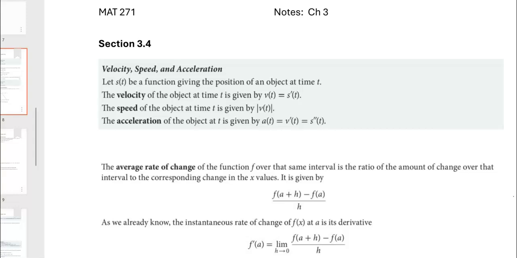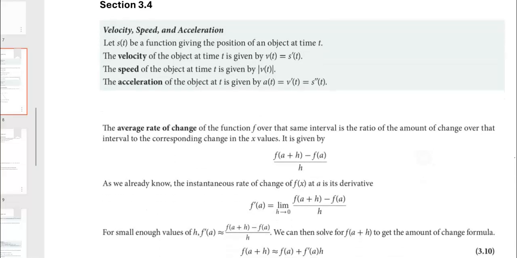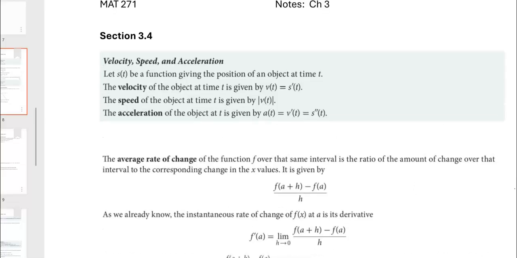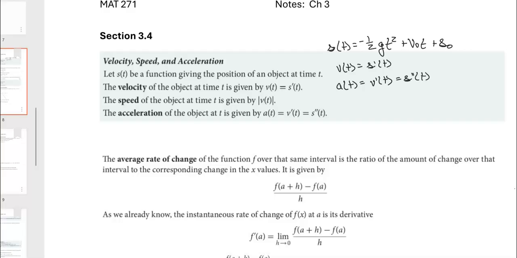In this video, we are going to talk about velocity, speed, and acceleration. So everything is going to go back to some concepts we talked about in a previous video. If we have a position equation, usually we use negative 1/2 g t squared plus v naught t plus s naught. We know that the velocity equation is the derivative of the position equation, and acceleration is the derivative of velocity, or the second derivative of the position equation.